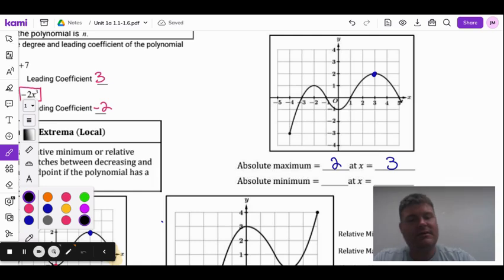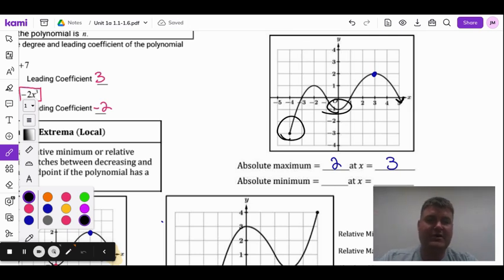Now, I know what you're thinking. You're thinking a couple things here. You're like, oh, coach, you're going to have an absolute minimum there where I just circled it. So what I just circled were both local mins. But this continues on forever and ever and ever.